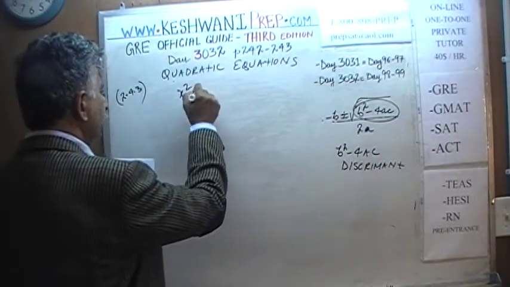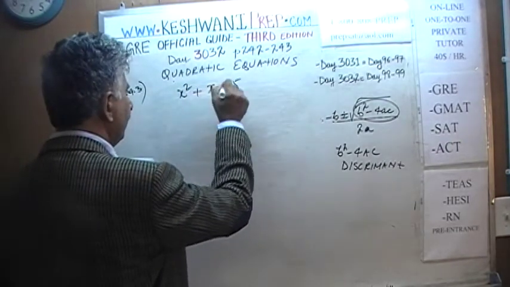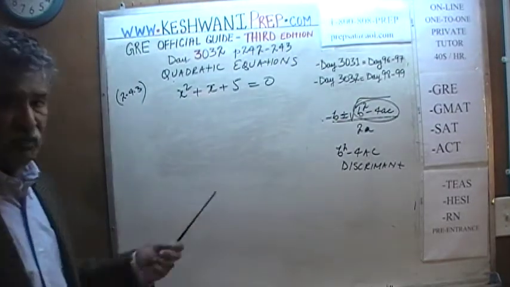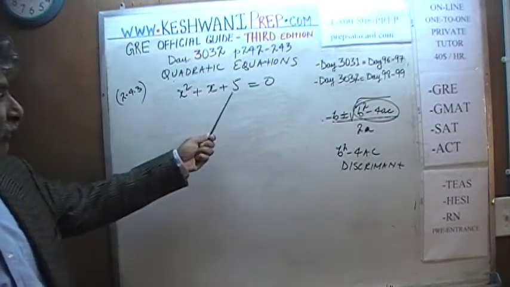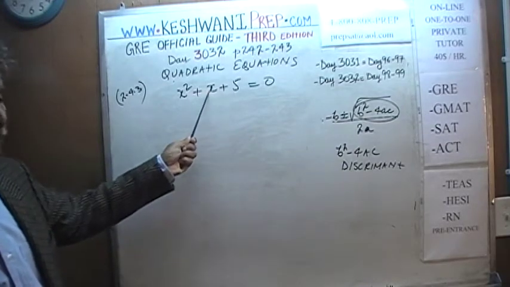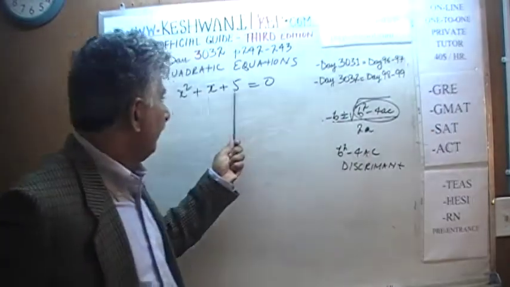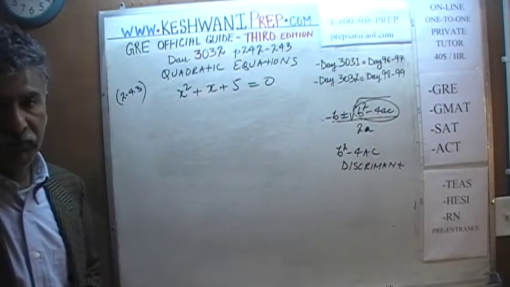x squared plus x plus 5 is equal to 0. First thing you have to notice is that if you try to factorize it, it cannot be factorized. We are looking for a product to be 5 and the sum to be 1. It is impossible to find two numbers whose product is 5 and whose sum is going to be 1. It's not going to happen.